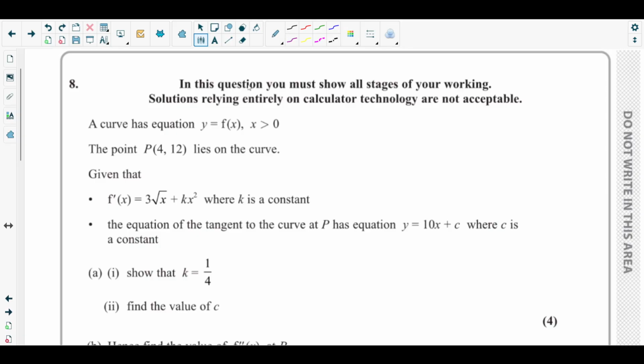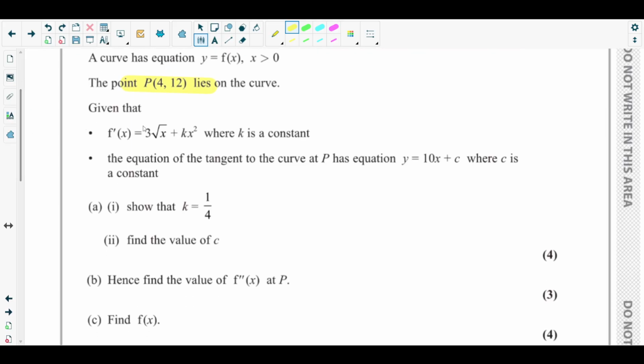7. The point P, with x coordinate 4 and y coordinate 12, lies on the curve. Given that f dash x, the derivative of f of x, is 3 square root of x plus kx squared, where k is a constant. The equation of the tangent to the curve at point P has equation y equals 10x plus c, where c is a constant. So that equation for the tangent to the curve at the point P is given.